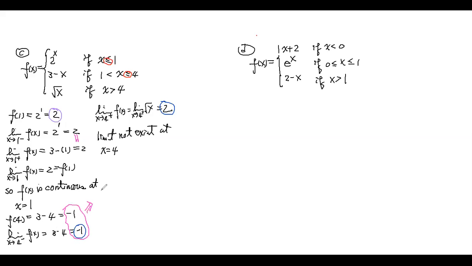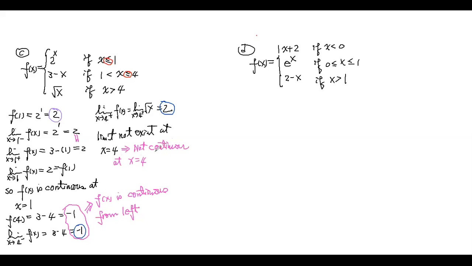But here I can say f of x is continuous from the left. From the left, it is continuous, but overall it's not continuous at 4. Okay, you guys see the differences here? Because the limit does not exist, it's not continuous.